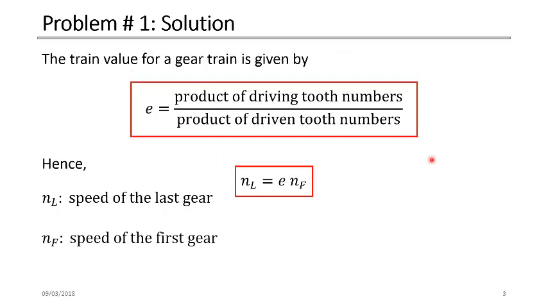We'll go back to the definition of the train value. The train value E is equal to the product of the driving tooth numbers divided by the product of all the driven tooth numbers. So we need to identify the driver gears and the driven gears, and we need also to recognize the number of teeth for each one.